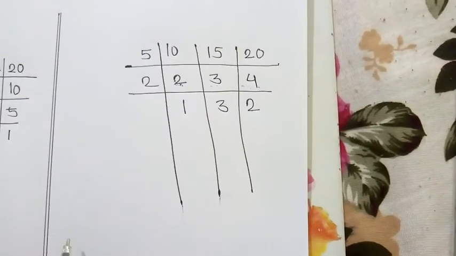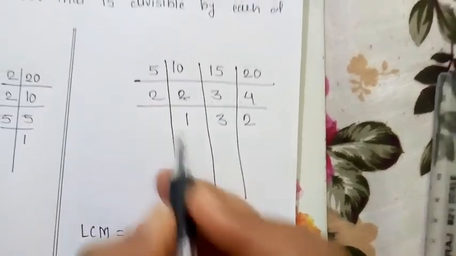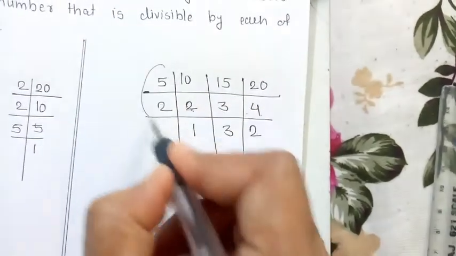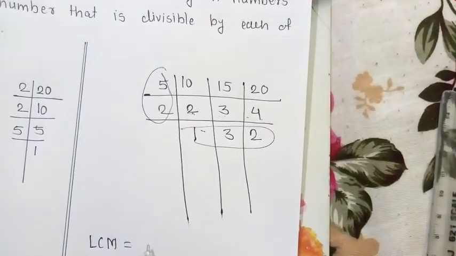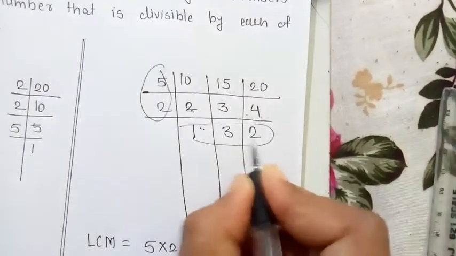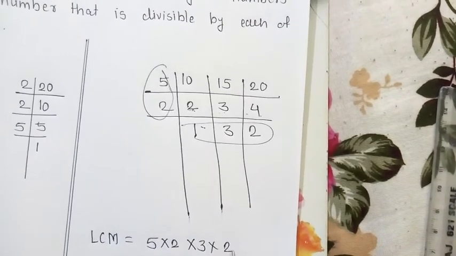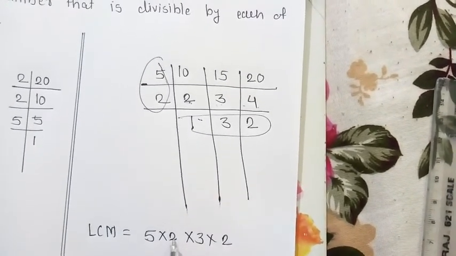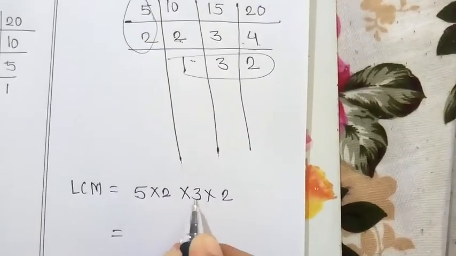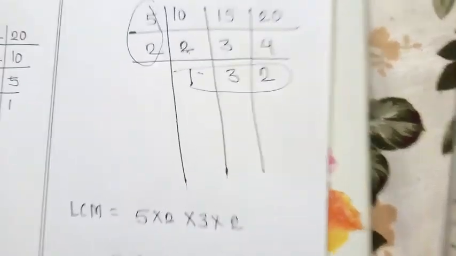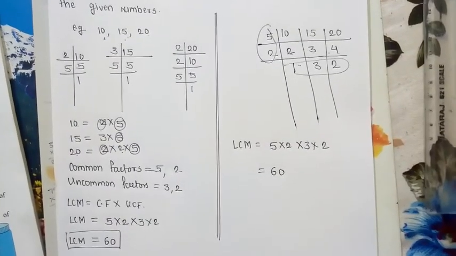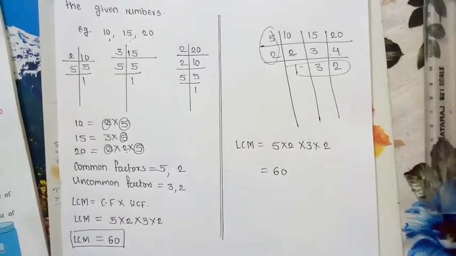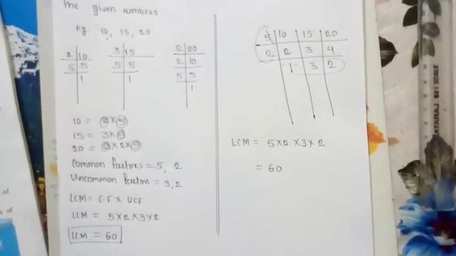Now here LCM will be these common factors and these uncommon factors. So the multiplication will be 5 and 2, and then these 3 and 2. So it will be 5 twos are 10, 10 threes are 30 and 30 twos are 60. So same answer. See here LCM is 60, see here LCM is 60. So from these both methods, which method is simple, that you can follow. Means which you feel is simple, that you can follow.